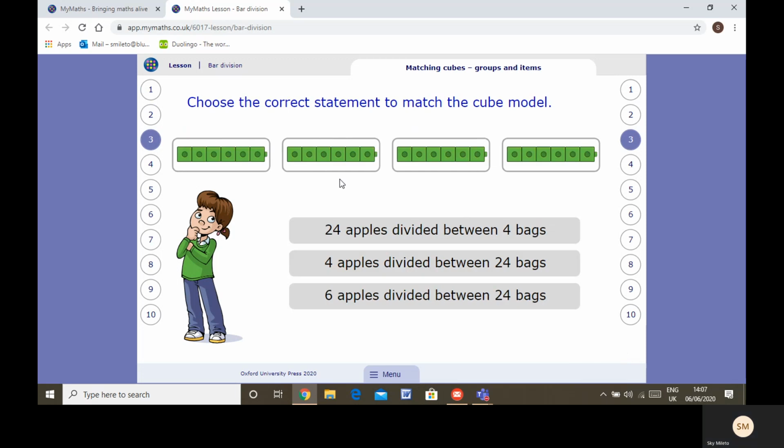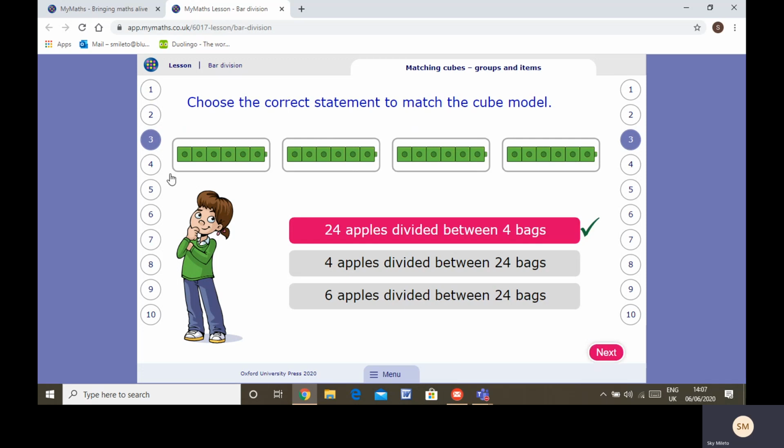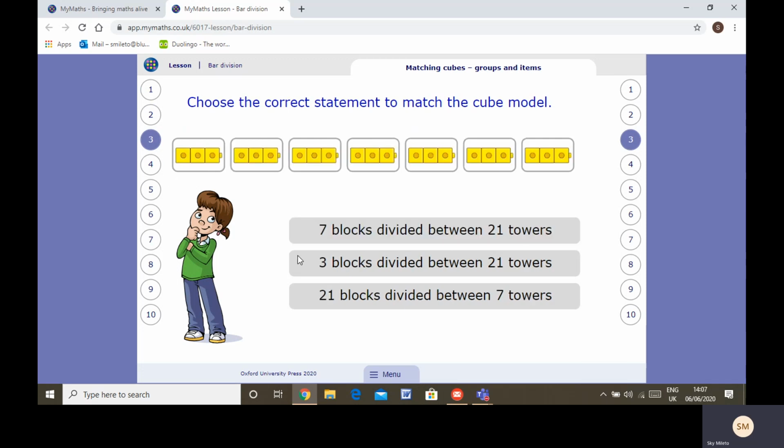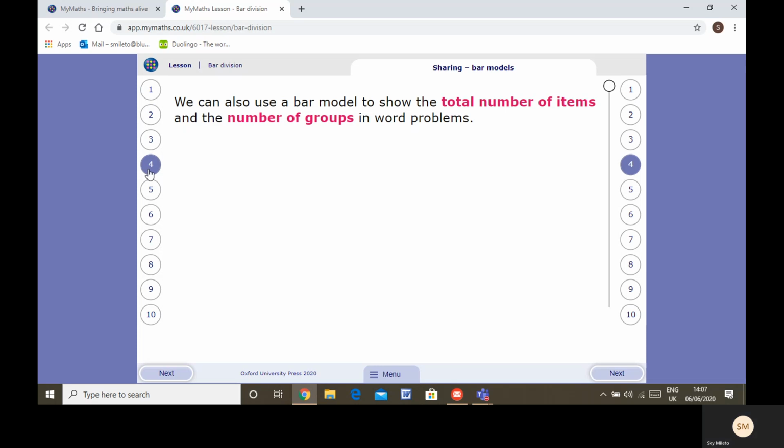Final one. We have 4 groups, and in each group we have 6. So we know that 6 times 4 is 24. Therefore, we have 24 apples, and they're divided into 4 groups or 4 bags. Okay. Now, if you want to log on or pause the screen to do this one, or do all of them, then that would be really good. But I'm going to move on.